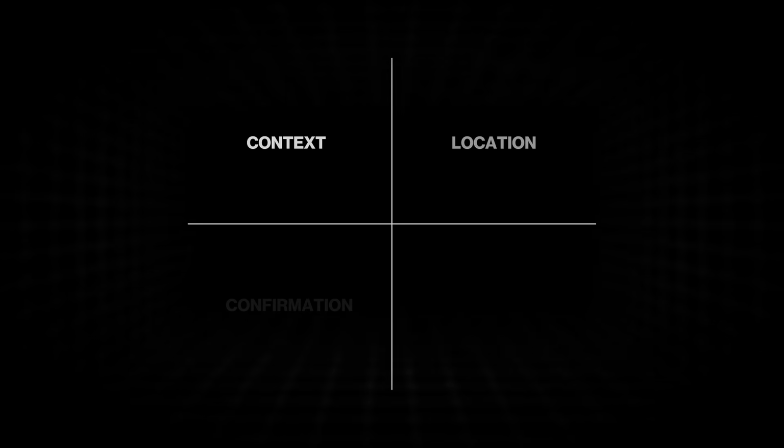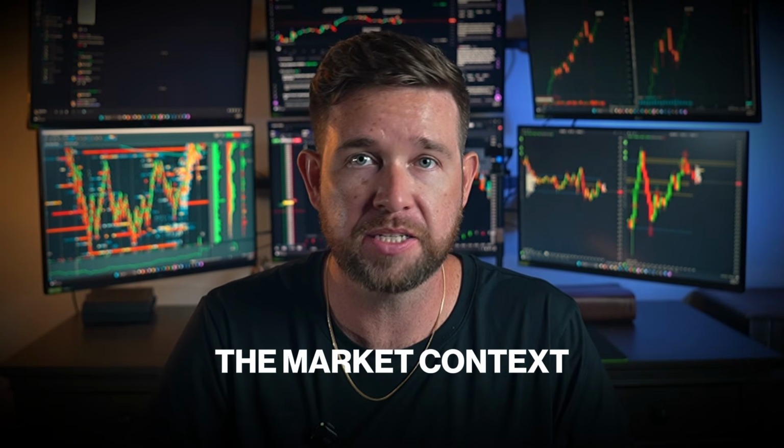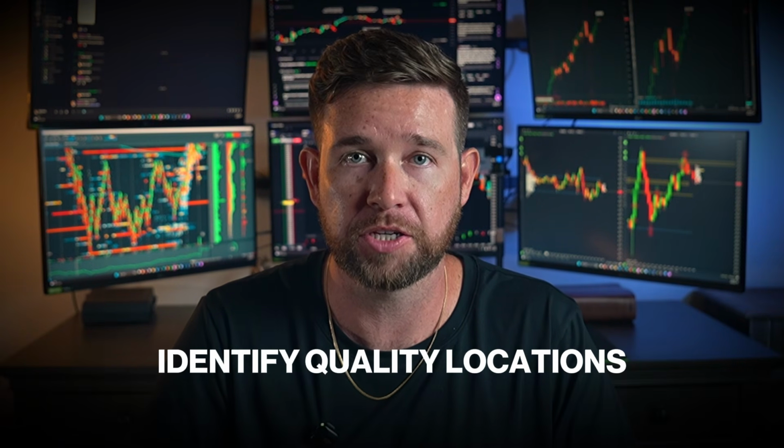In the last episode, I introduced the 4-filter framework: context, location, confirmations, and entry signal. We focused heavily on the first 2 filters, how to read the market context and identify quality locations. In this episode, we're going to focus on the second half, the confirmations and entry trigger, the 2 filters that tell you exactly when to act.